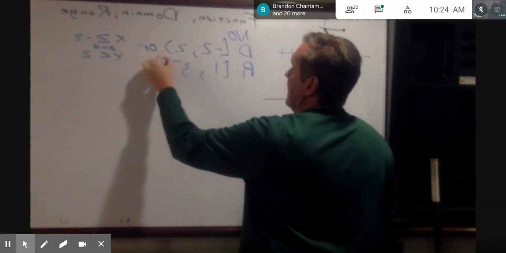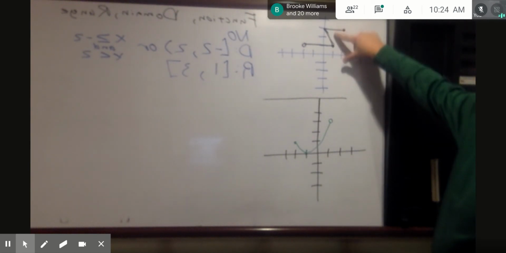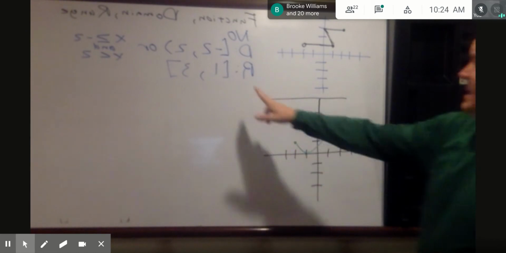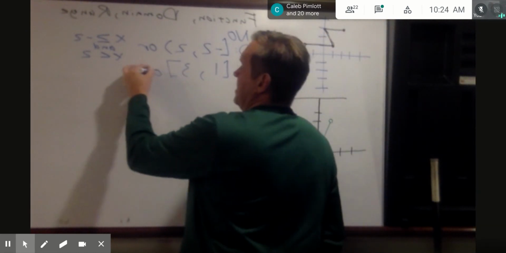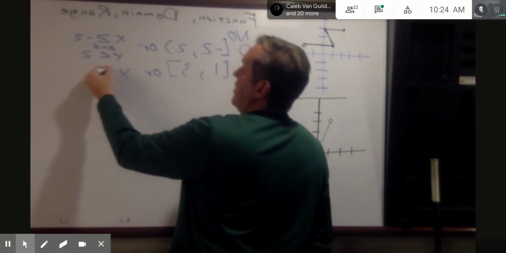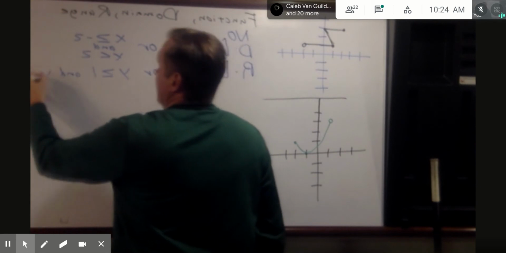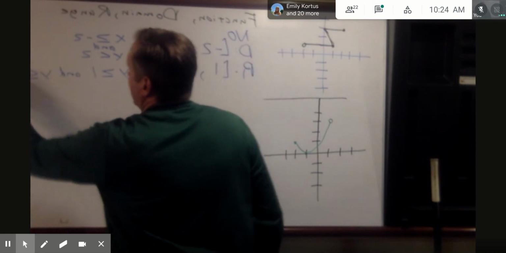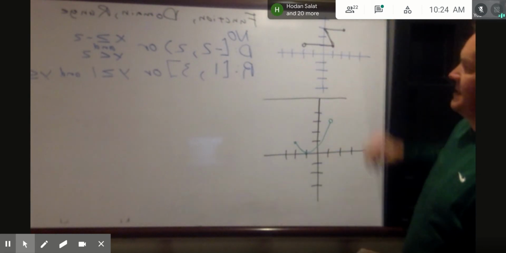Then it stops again. Once again, because I have a closed circle at 1 and 3, I'm going to use the brackets. For the inequality version, I'm going to say y must be greater than or equal to 1, and y must be less than or equal to 3. So the y values have to be between 1 and 3.